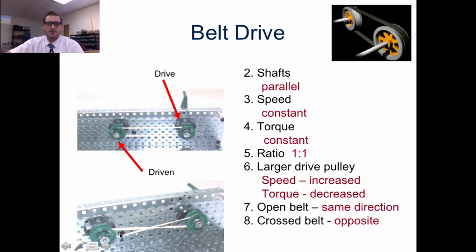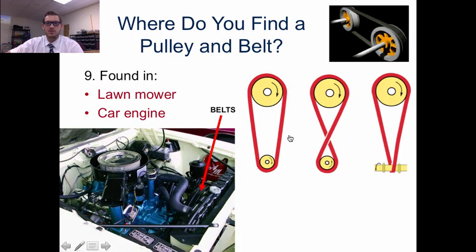Crossed belt. You can actually flip the belt over and they will go in opposite directions. We see this in cars, lawnmowers a lot of times. If you look right here, the interesting thing about a belt and a pulley is if they're both connected this way, they both spin the same direction. If it is crossed over, then they will spin in opposite directions. And it can also change to 90 degrees. So you can have a drive gear here, but the driven gear is facing the other direction.